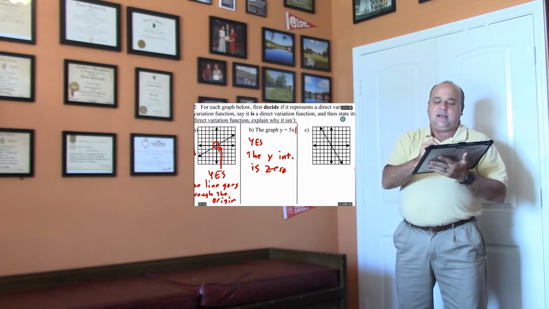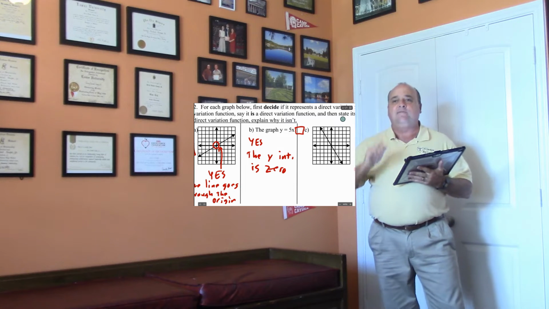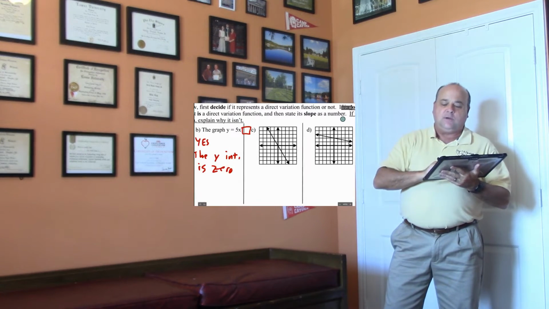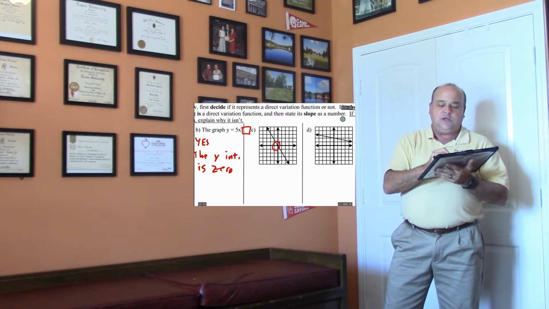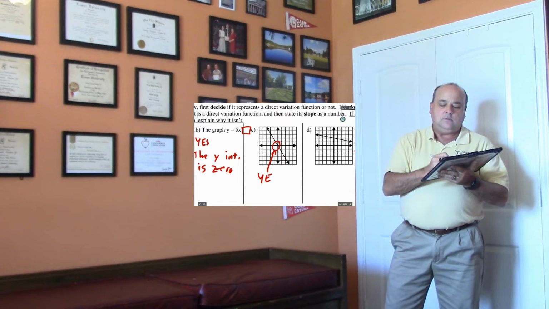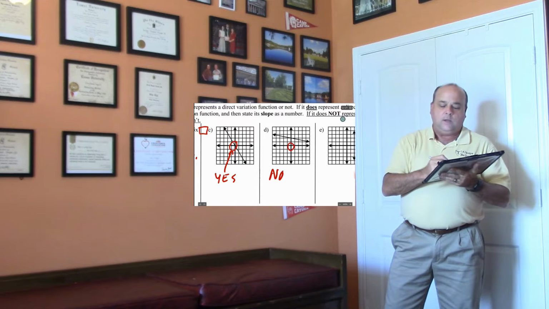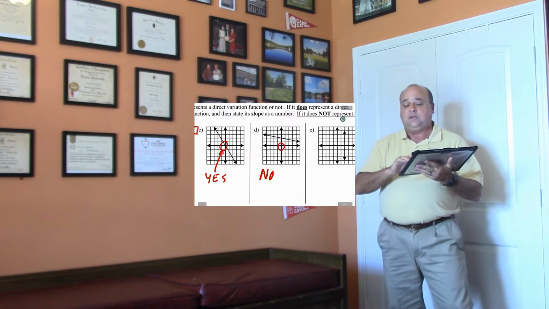If it has a number over here, it does not have direct variation. It can't have a y-intercept. Let's go to C. Does it go through the origin? Yes. Letter D. Does this go through the origin? No. It does not have direct variation, does it?